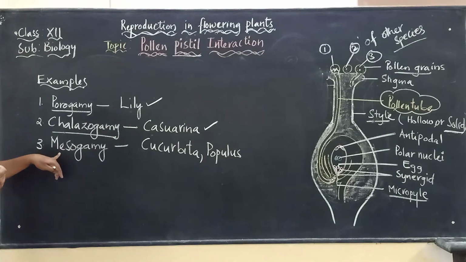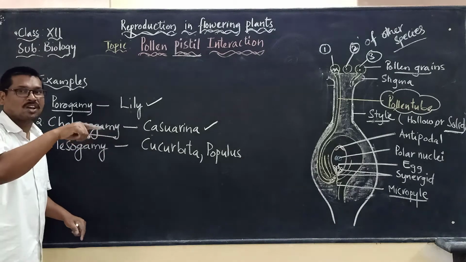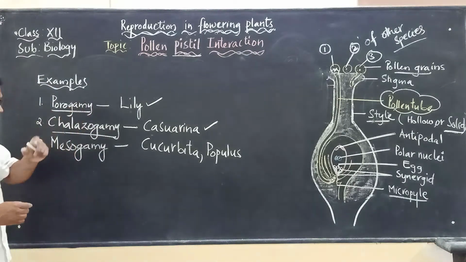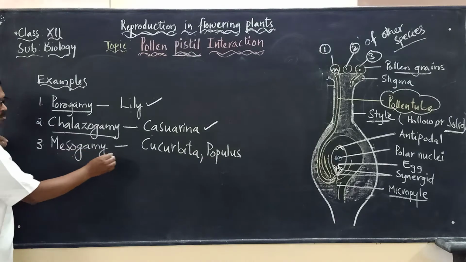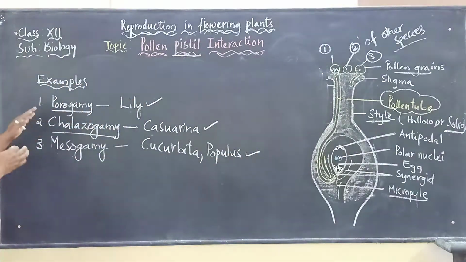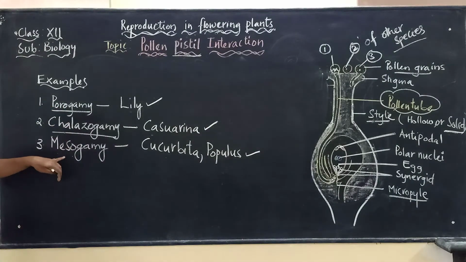And mesogamy. Mesogamy means when the pollen tube is entering either through the integuments or the funiculus of the ovule. Best examples are Cucurbita and Populus. These are the examples which we should keep in mind when we discuss porogamy, chalazogamy and mesogamy.